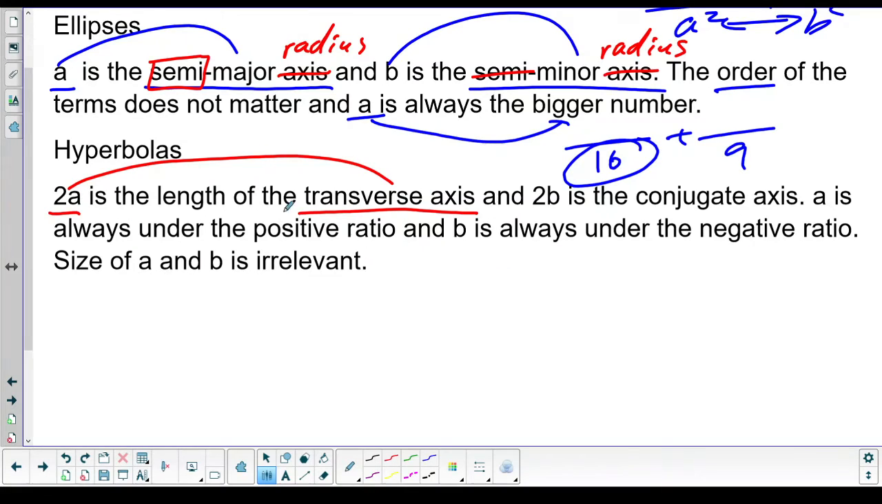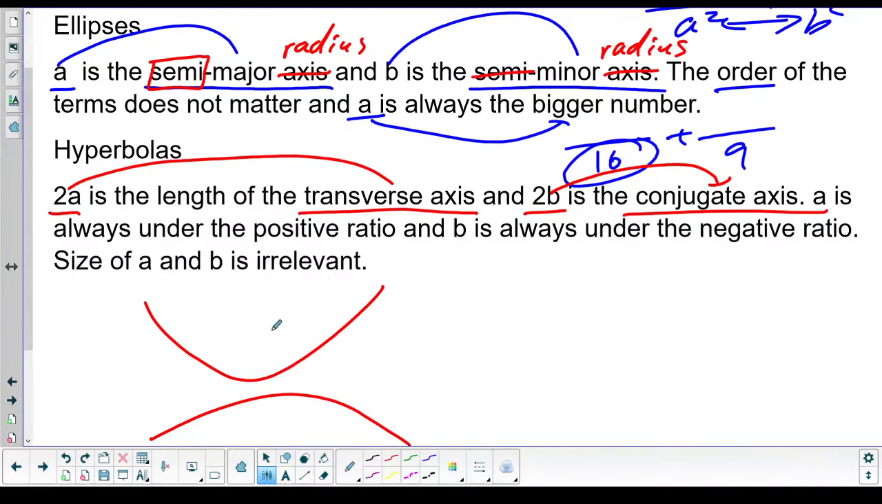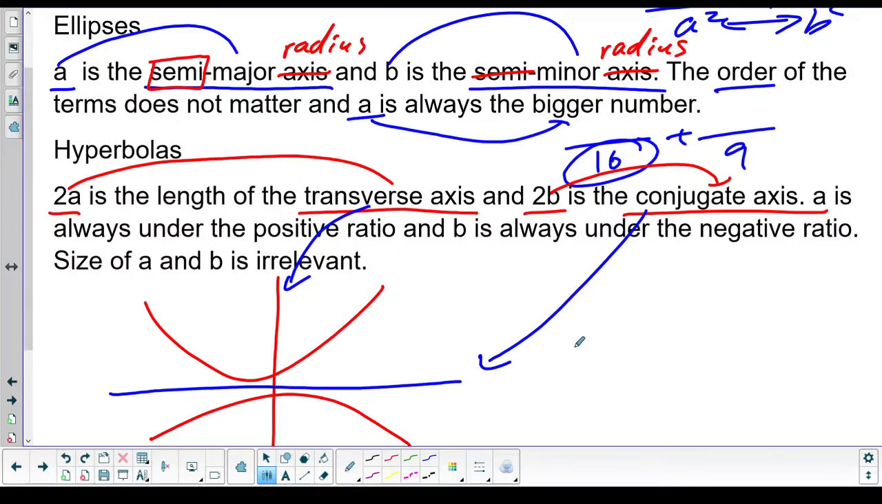So 2 times a tells us the transverse axis. 2 times b tells us the conjugate axis. Our transverse axis, if we're looking at a hyperbola like this, cuts it in half. The conjugate axis is going to be the one that reflects it, or goes right between the hyperbolas, but doesn't touch either of them. So transverse cuts it in half, conjugate reflects.